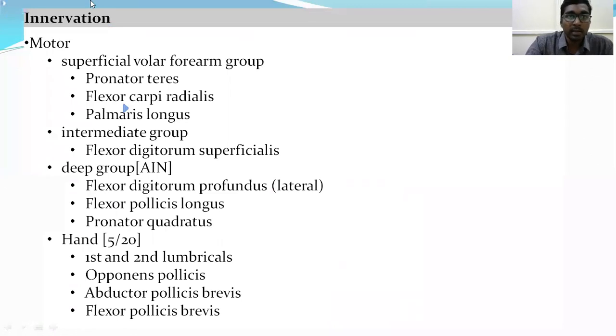So these are the muscles supplied by the median nerve. Pronator teres, flexor carpi radialis, palmaris longus, and in the intermediate group, flexor digitorum superficialis, flexor digitorum profundus, flexor pollicis longus, pronator quadratus. And in the hand, the first and second lumbricals are supplied, and opponens pollicis, abductor pollicis brevis and flexor pollicis brevis. These are the thenar muscles. These 3 are supplied by the median nerve.